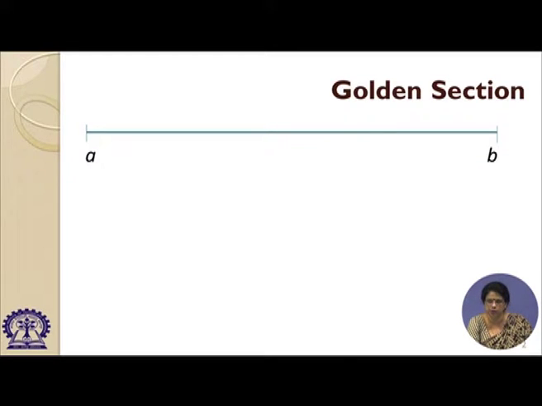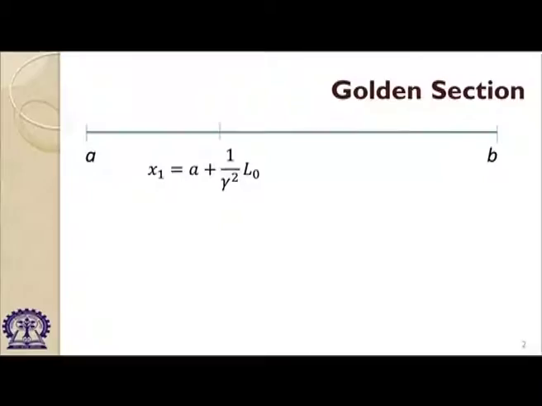Now, let A to B be the interval of uncertainty given to us. We do not know how many experiments we are going to do, but we will stop the iteration when convergence is reached. The basic principle is just like the Fibonacci method: we find two points in between which are equidistant from both the ends, and from there we find the optimal solution.